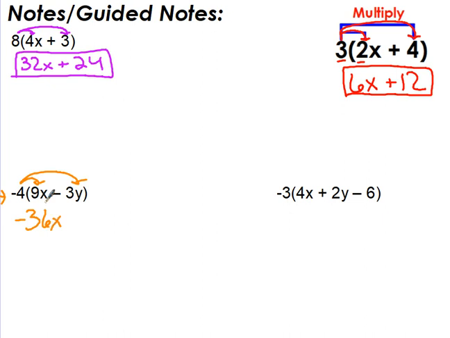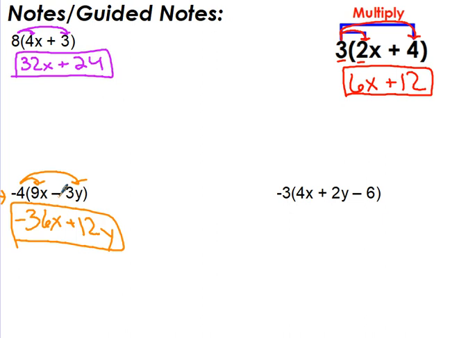This is negative 4 times, we keep the sign with the value. Okay, so we keep the sign with the value, just like what we were doing when we were combining our like terms. So this is negative 4 times negative 3. Negative 4 times negative 3 is positive 12y. So I have a negative times a negative is always positive.